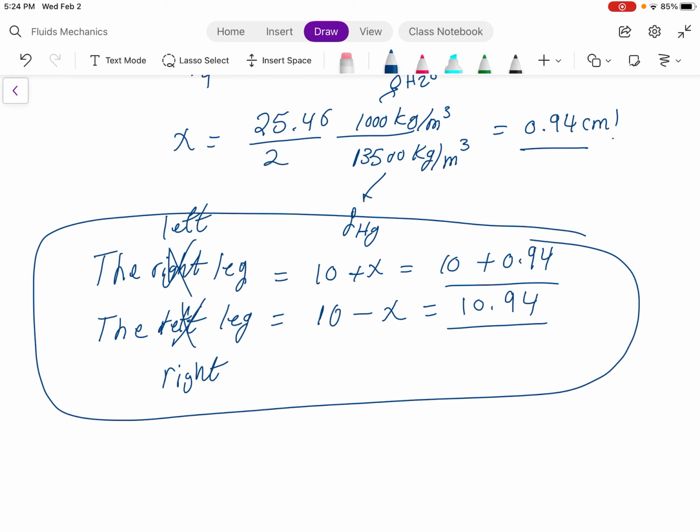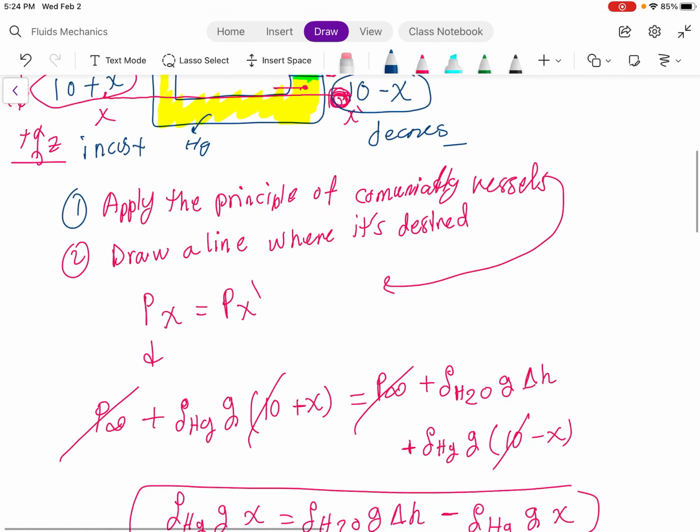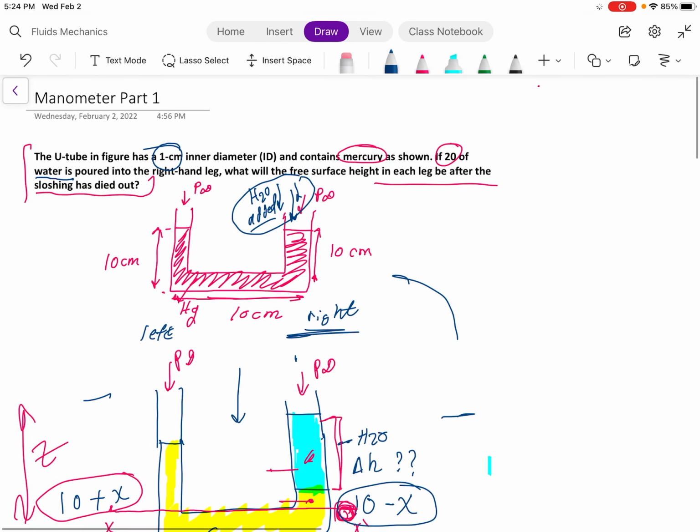So this is the answer. This is how much change we have in the heights. And this is what the question was asking about.